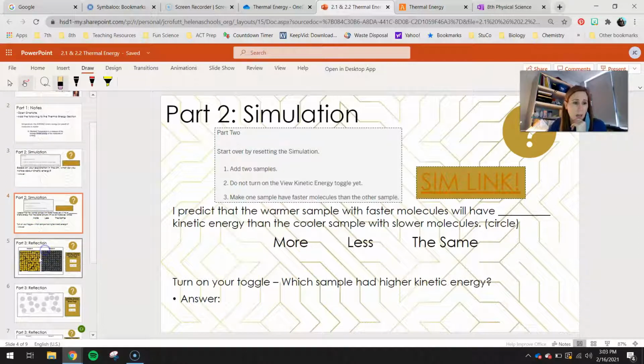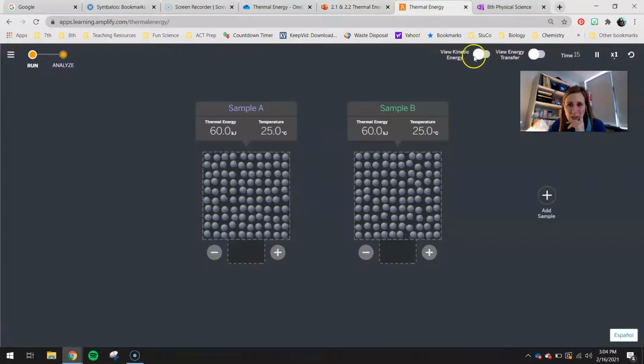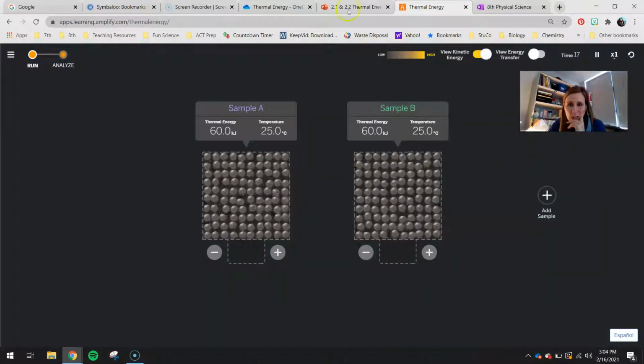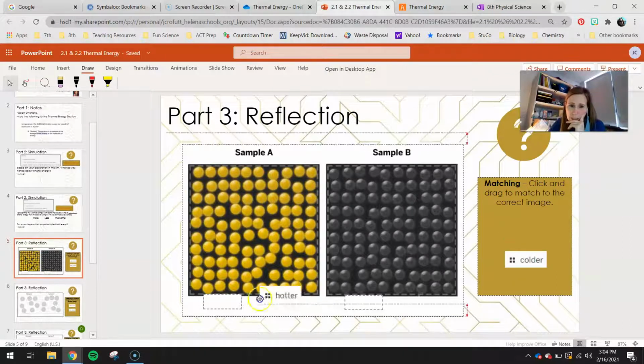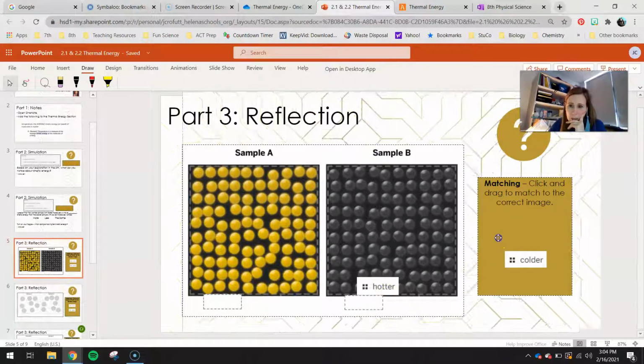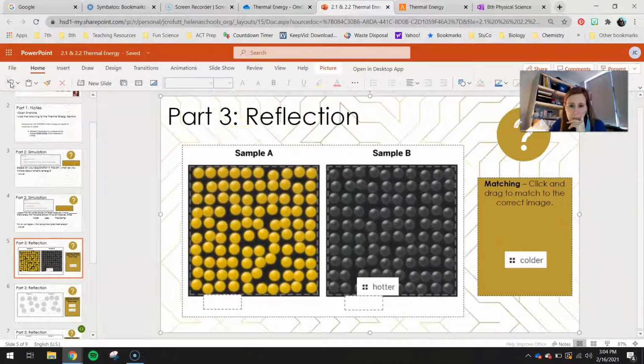Okay, last little part here is your reflection. You have some questions to answer. First off, you will have 2 pictures. We have sample A and sample B. Note what you know now about kinetic energy and how that little key works with your kinetic energy right here. Okay, so you are going to click and drag and match the little hot or colder to the correct sample or the correct picture. So which one's hotter, which one's colder, you can click and drag and place it wherever it needs to go. Okay, you are going to do that on the same part.